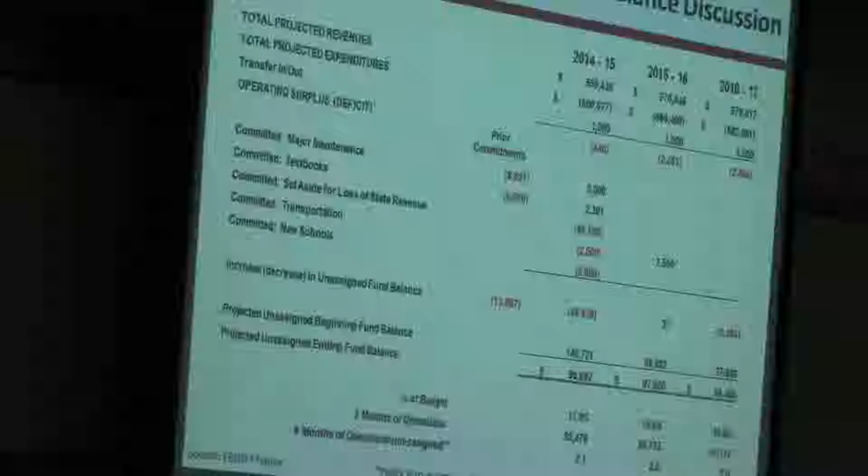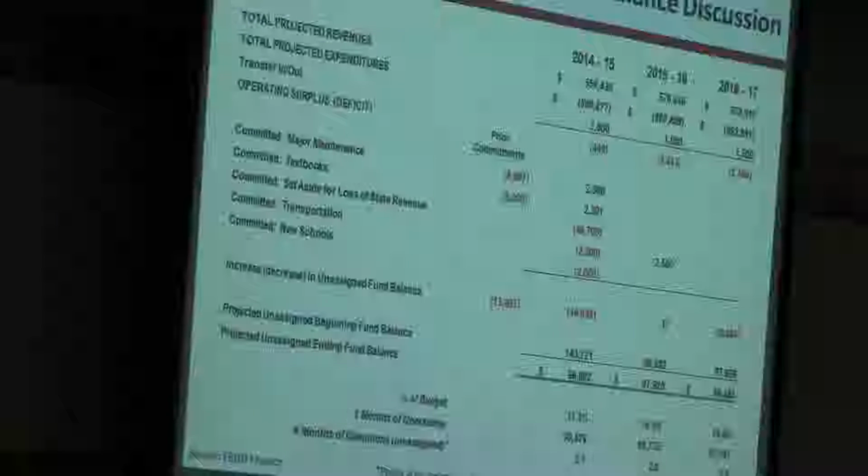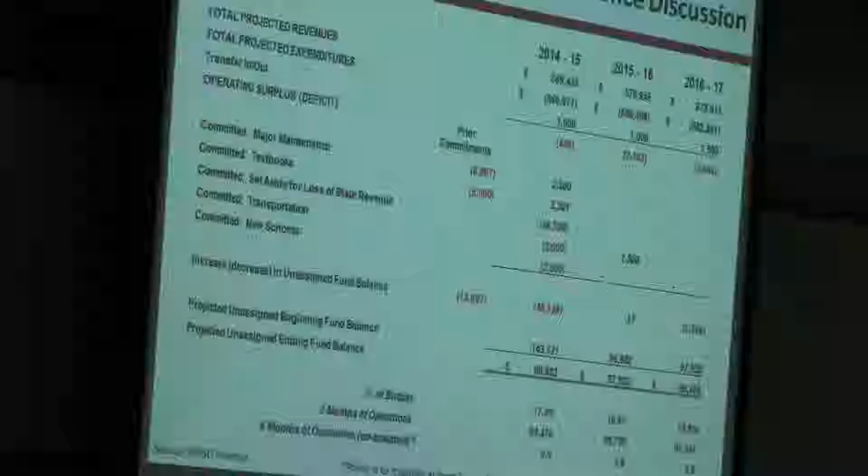Okay, I must have misheard you. I was under the impression that we could only have 3 months of fund balance. No. I mean, you can have much more. But then it's a matter of, should you have the tax rate as high as you have? Yeah, I got you. Okay, thank you.